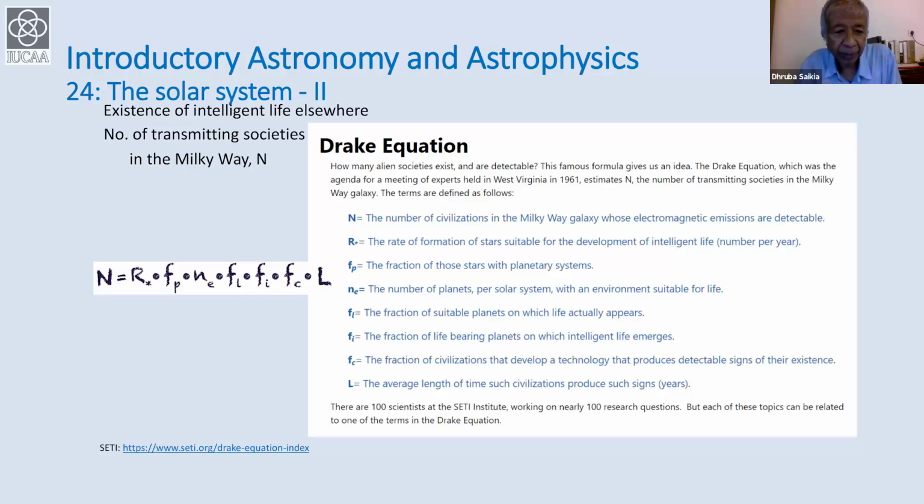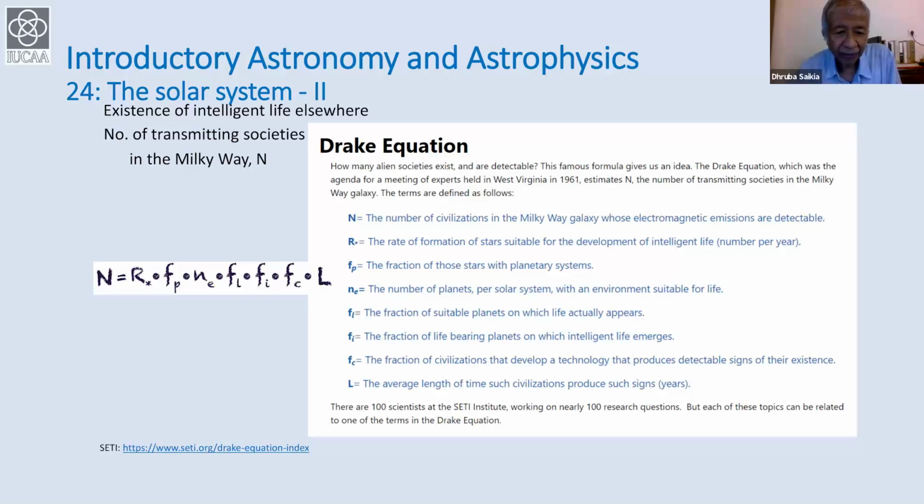And this just calculates the probability of existence of life elsewhere, considering the number of civilizations in the Milky Way whose electromagnetic emissions are detectable, the rate of formation of stars, the fraction of stars with planetary systems, the number of planets per solar system with an environment suitable for life, the fraction of suitable planets on which life actually appears, the fraction of life-bearing planets on which intelligent life emerges. For example, you may have life, but you may not have intelligent life. Even on our Earth, the earlier microbial life originated billions of years ago, but there was nothing we can describe by the term intelligence.